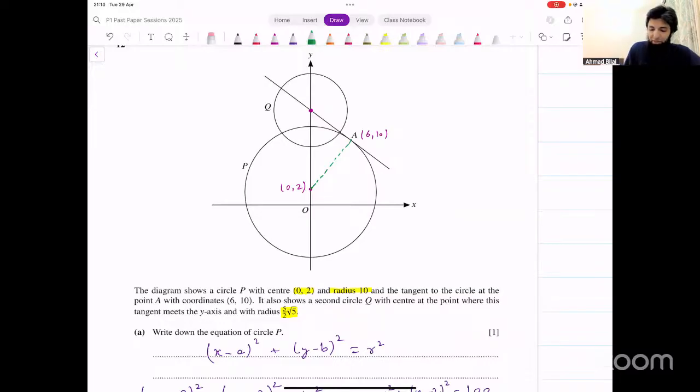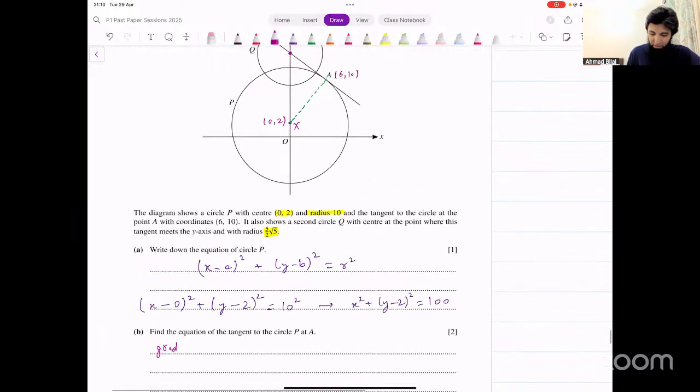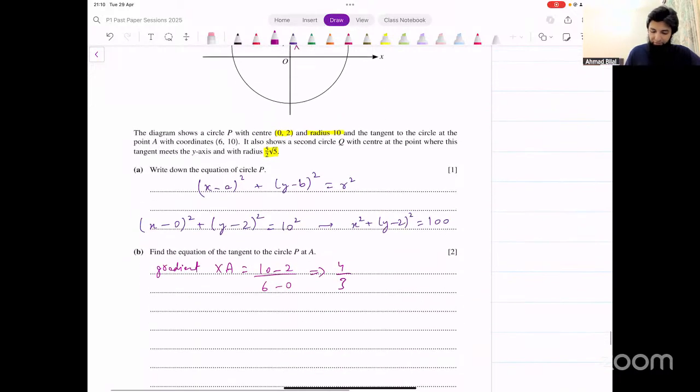Let's call this point X. We can find the gradient of XA. Let's do that. Gradient of XA, y2 minus y1, that's 10 minus 2, divided by x2 minus x1, that would be 6 minus 0. And that turns out to be 8 over 6, which is 4 over 3. What about the gradient of the tangent then? It will be the negative reciprocal of this. Gradient of the tangent will be minus 3 over 4.